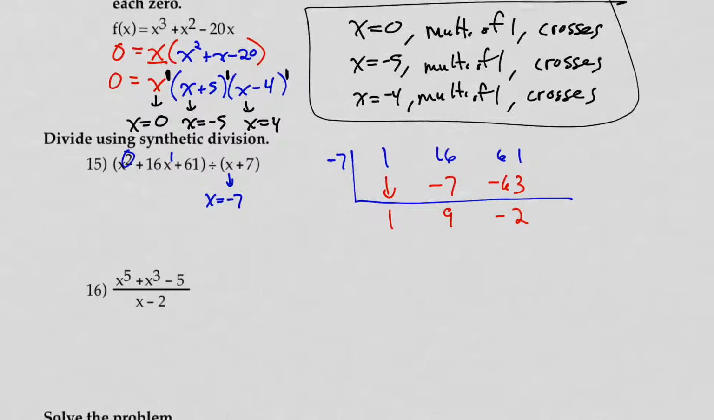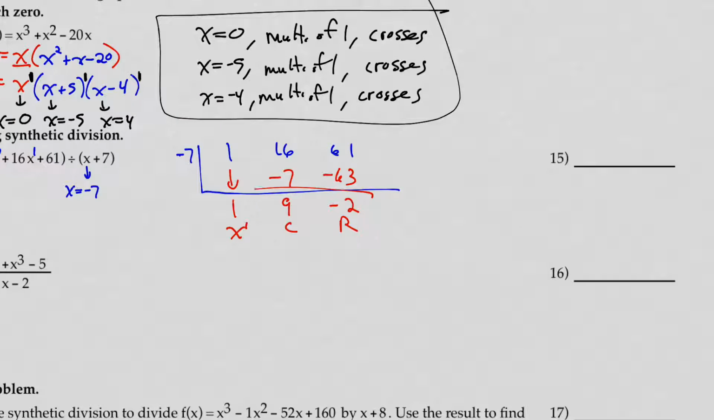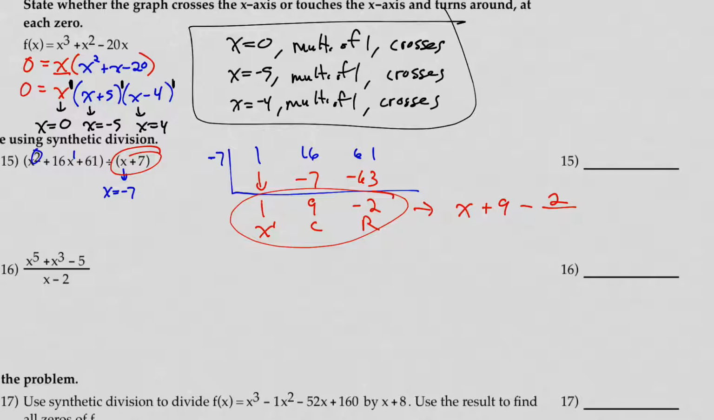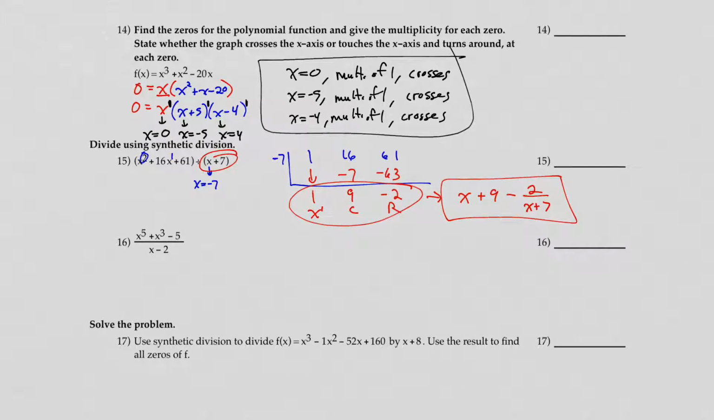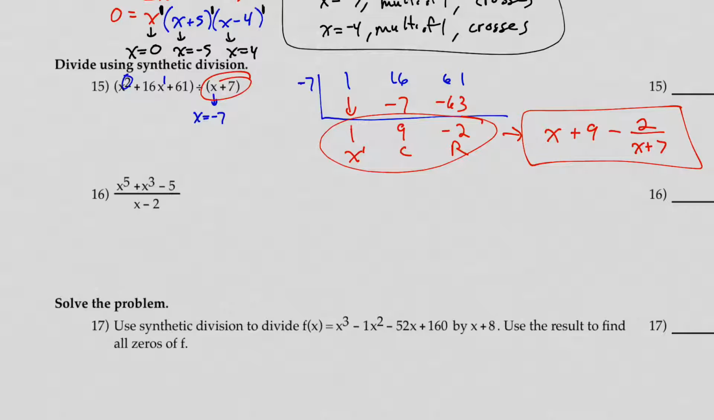Okay, so this is basically our remainder, our constant, and our x to the first power. So we're going to translate this into x plus 9 minus 2 over the binomial x plus 7. Okay? That's number 15. And number 16, again, we're going to use the 0 of that. So that's going to be x equals 2.